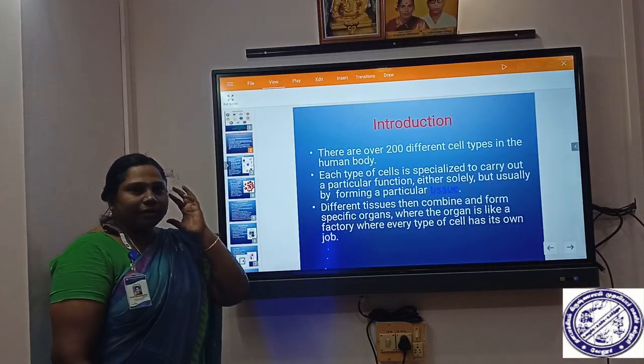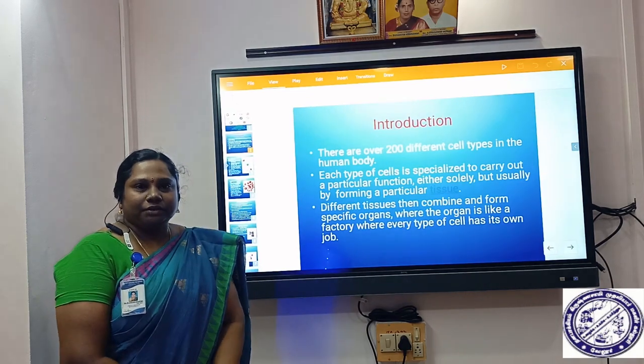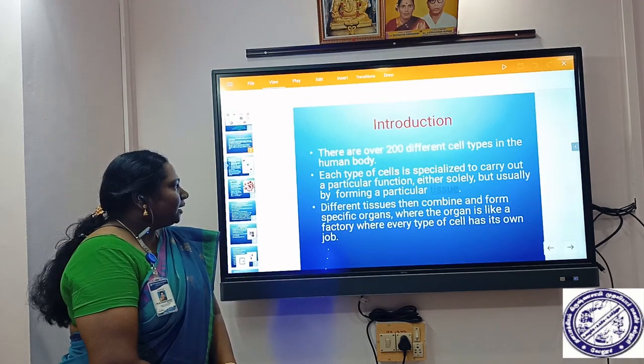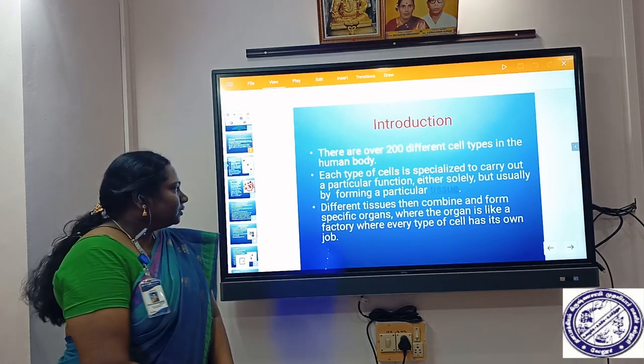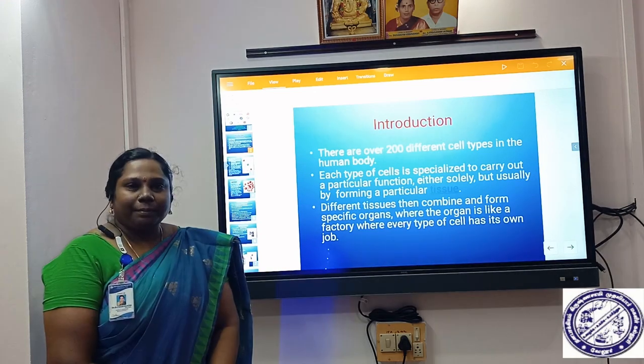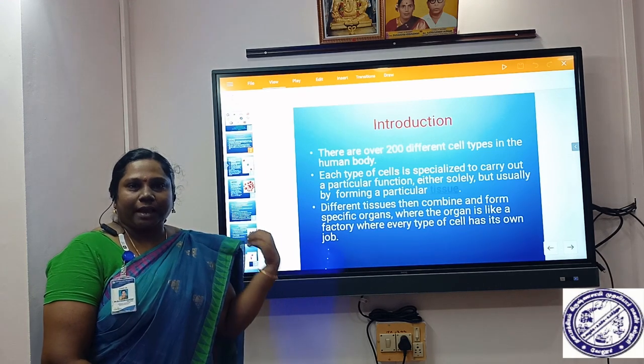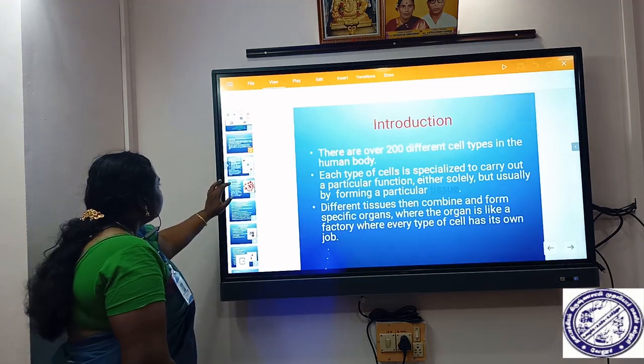There are 200 different types of cells in the human body. Each type of cell has got a specialized structure and carries out specialized function. They form tissues, and then these tissues combine together and form different organs, and each organ is specific and they carry out specific functions.